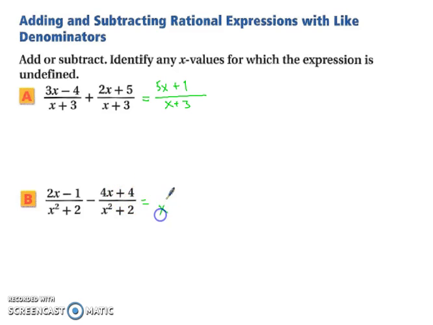So that leaves you with x squared plus 2 on the denominator. And then in the numerator, we have 2x minus 4x, which leaves you with -6x. And then we have -1 minus +4. So -1 minus 4 leaves you with -5. And that's how you add or subtract rational expressions with like denominators.